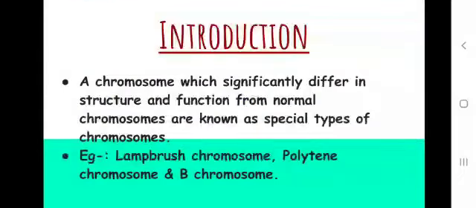Chromosomes which significantly differ in structure and function from normal chromosomes are known as special types of chromosomes. Examples of such chromosomes are Lampbrush chromosomes, polytene chromosomes, and B chromosomes.